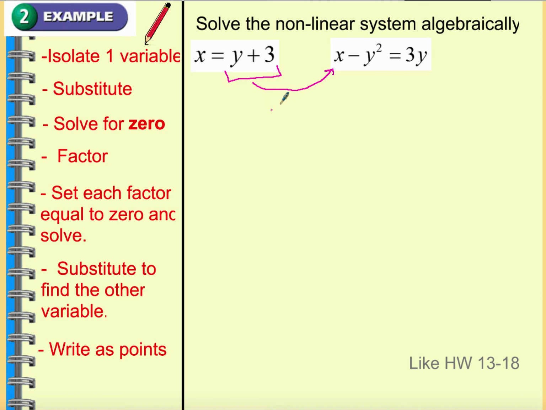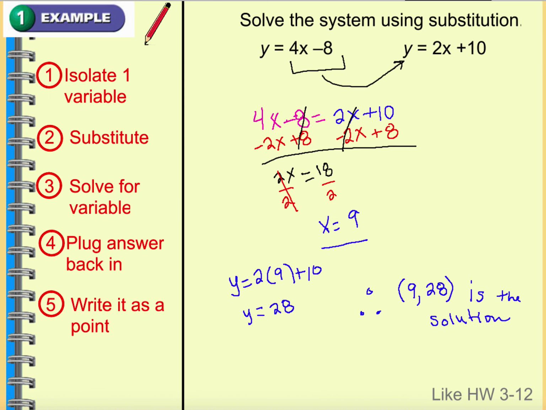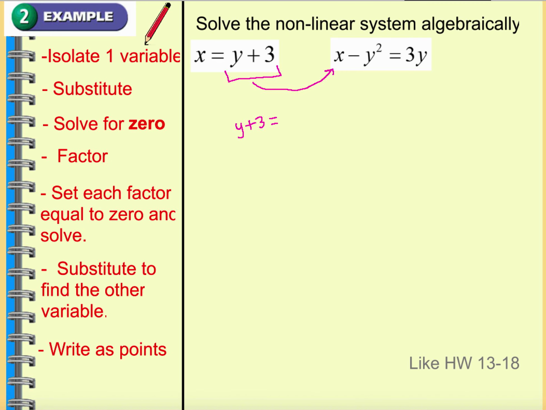So we know that x, aka y plus 3, is equal to, minus, no, don't do it. I wrote equal, but I meant subtract. Minus the y squared is equal to 3y.